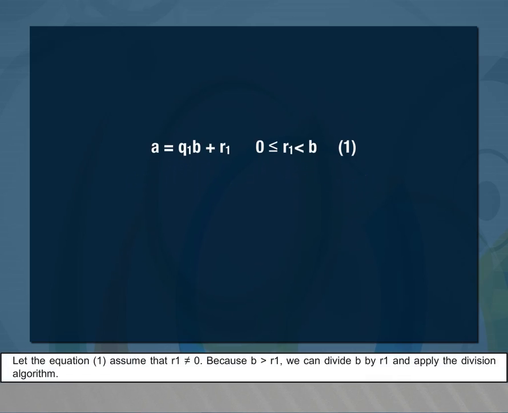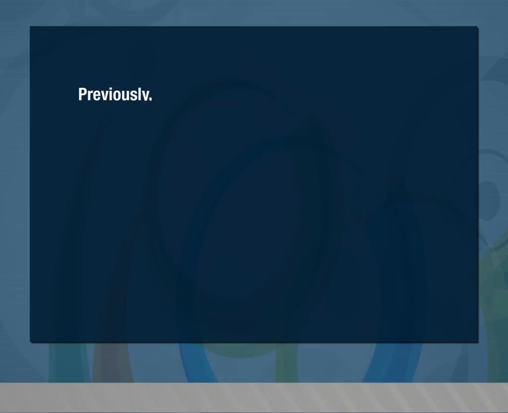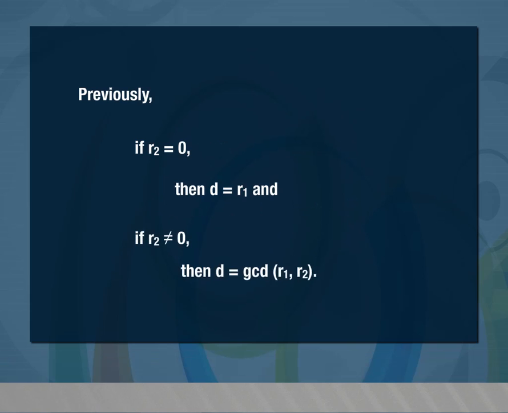Let equation 1 be a is equal to q1 b plus r1, 0 less than or equal to r1 less than b. Assume that r1 is not equal to 0. Because b is greater than r1, we can divide b by r1 and apply the division algorithm: b is equal to q2 times r1 plus r2, where 0 is less than or equal to r2, which is less than r1. As before, if r2 is equal to 0, then d is equal to r1, and if r2 is not equal to 0, then d is equal to GCD of r1, r2.